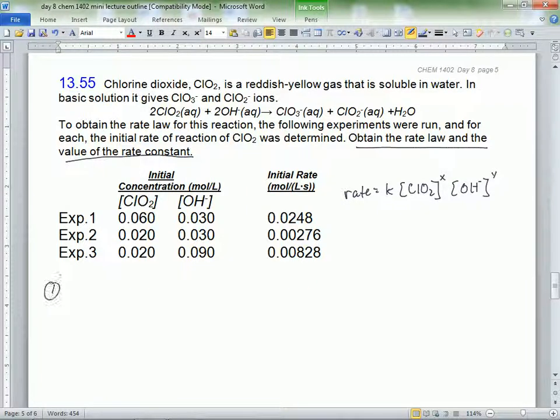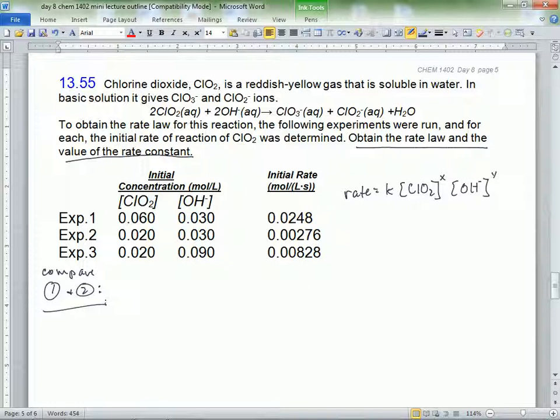So compare 1 and 2. Well, what did you want to compare, the 2 and 3 just because the ClO2 is taken off? You're going to need to, because remember, there's an X and a Y. So you compare these, and you'll get the X. Compare the other one, you get the Y. So, okay, let's do 1 and 2 first, though.